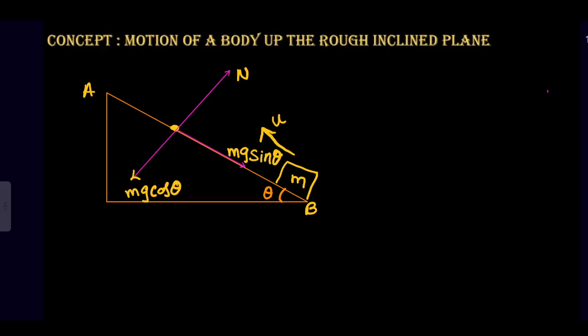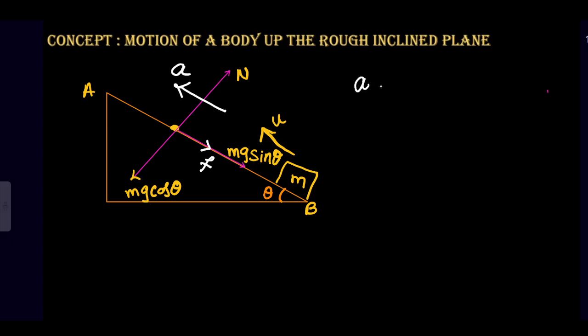Now, which direction is the block moving? Upward direction. So which direction will friction act? Downward direction. So this is the frictional force. But the block is moving in which direction? Upward with some acceleration a. Initially the block is moving upward with some initial velocity u.